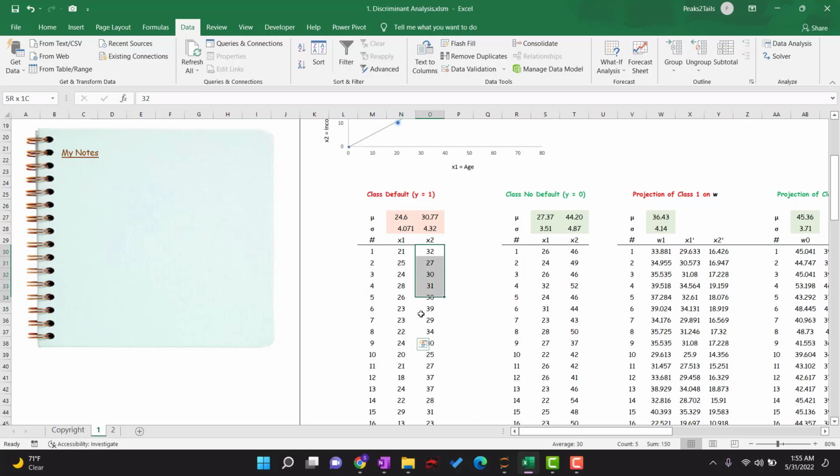Average of x1, average of x2. That's all there is. Similarly, I can calculate sigma of x1, sigma of x2. This whole thing applies to class y equal to 1. Similarly, for class y equal to 0, I can calculate where the center of the distribution is, and accordingly I can calculate sigma.